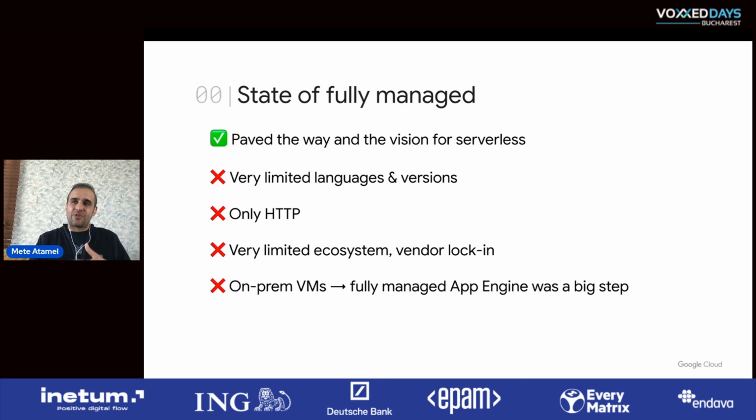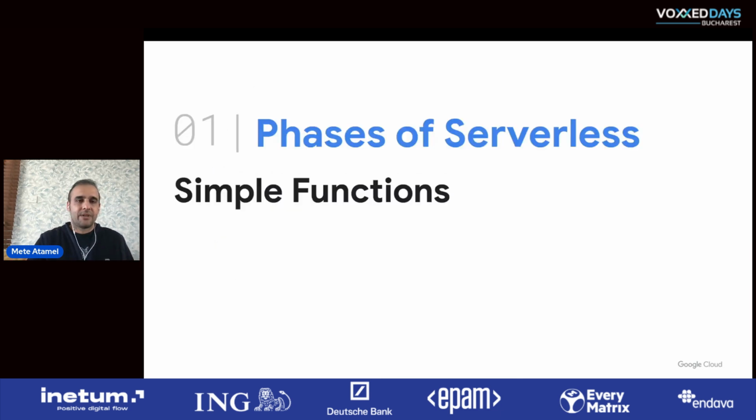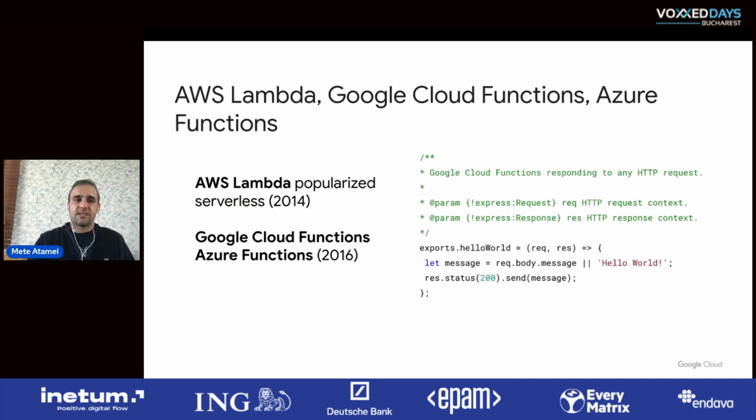And there was no kind of middle ground for people to gradually get there. So that was the time before the term serverless. Now, in the next phase, we started having simple functions, and AWS Lambda came into play, and AWS Lambda introduced the term serverless. Now, in these functions, AWS came in 2014, then we had Google Cloud Functions and Azure Functions in 2016.